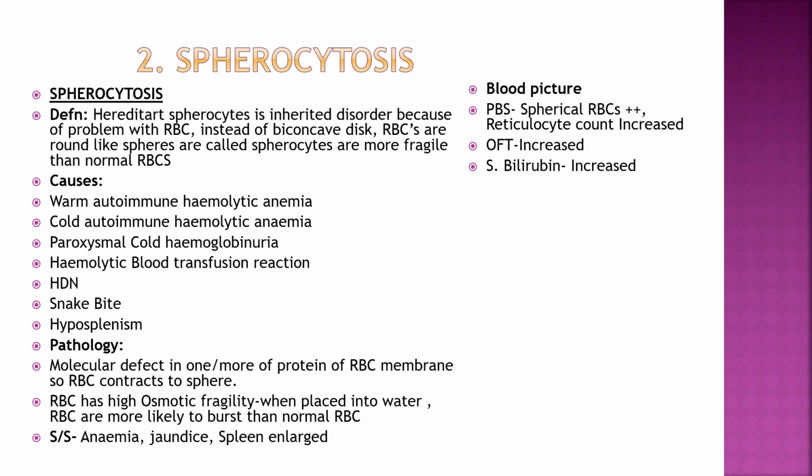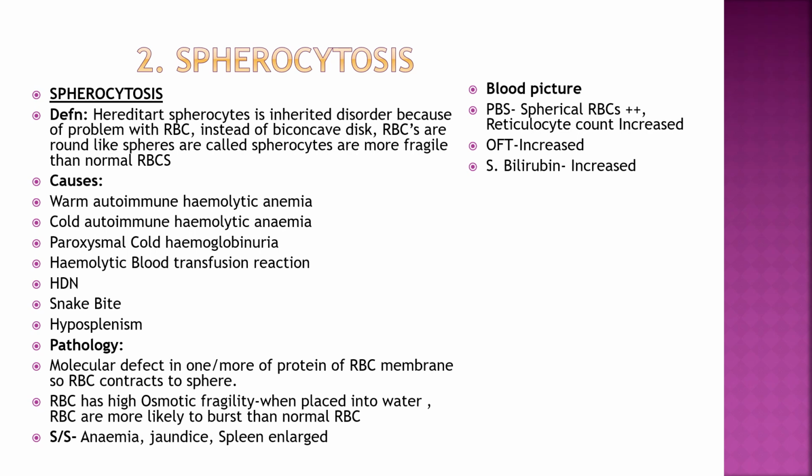Spherocytosis is a hereditary disorder because of problems with RBCs. Instead of a biconcave disc, RBCs are round like spheres, called spherocytes, and are more fragile than normal RBCs. Causes: warm autoimmune hemolytic anemia, cold autoimmune hemolytic anemia, paroxysmal cold hemoglobinuria, hemolytic blood transfusion reaction, hemolytic disease of newborn, snake bite, hyposplenism. Pathology: molecular defect in one or more proteins of the RBC membrane, so the RBC contracts to a sphere.